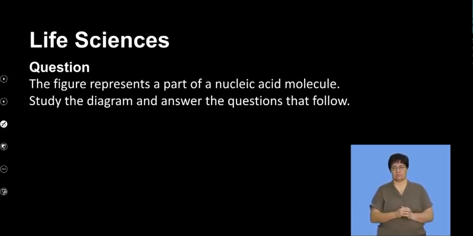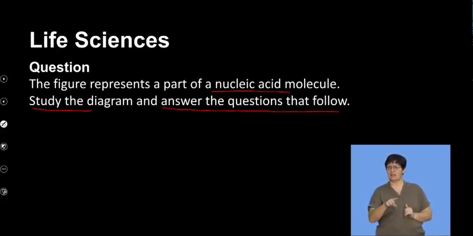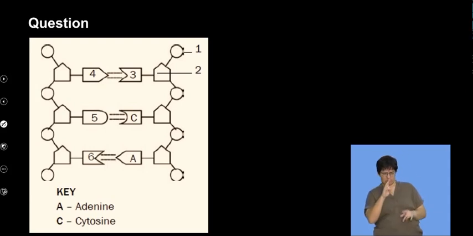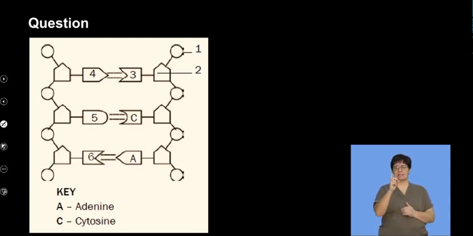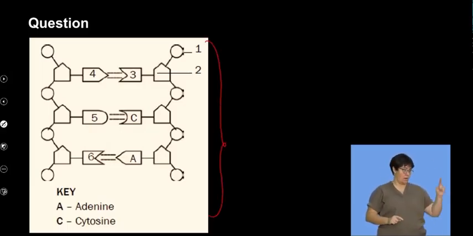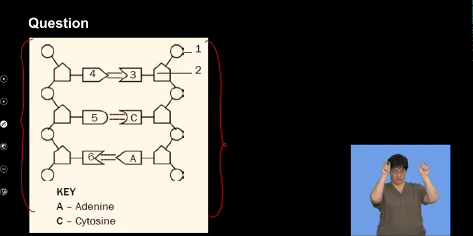The figure represents a part of a nucleic acid molecule. Study the diagram and answer the questions that follow. So let's move on to the figure. Here we're seeing a figure that shows you part of a DNA molecule. Let's try and study this figure and answer the questions that follow. Again, this is a very schematic representation of DNA, and you can see that it has two strands. I'm not going to scribble on this yet. So you've got the one strand here, and you have the other strand, which is on the other end.